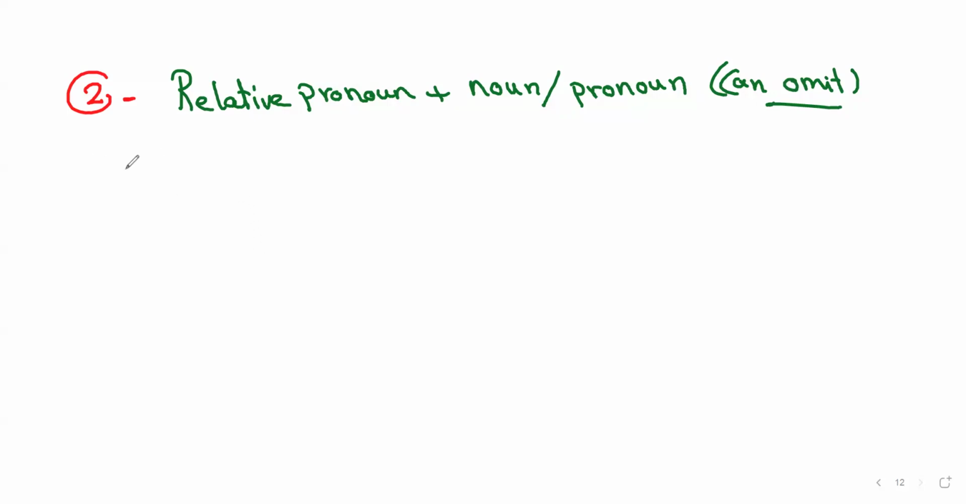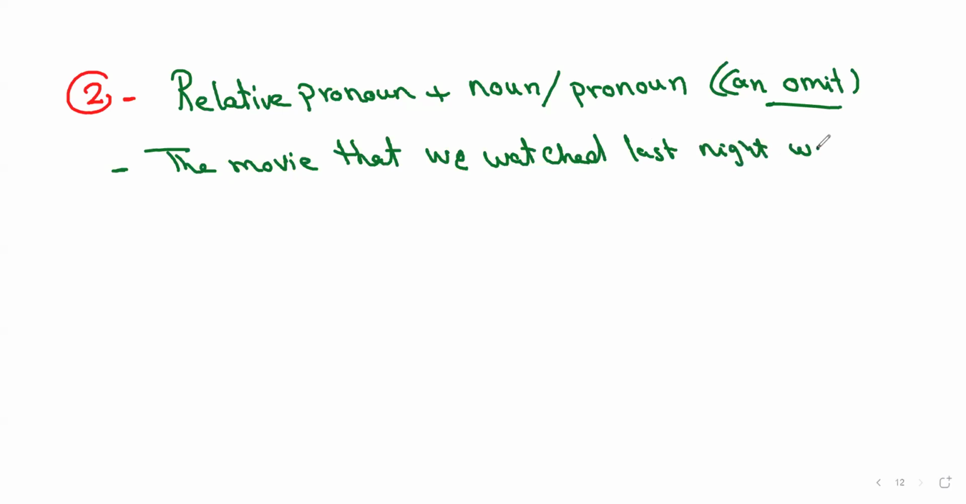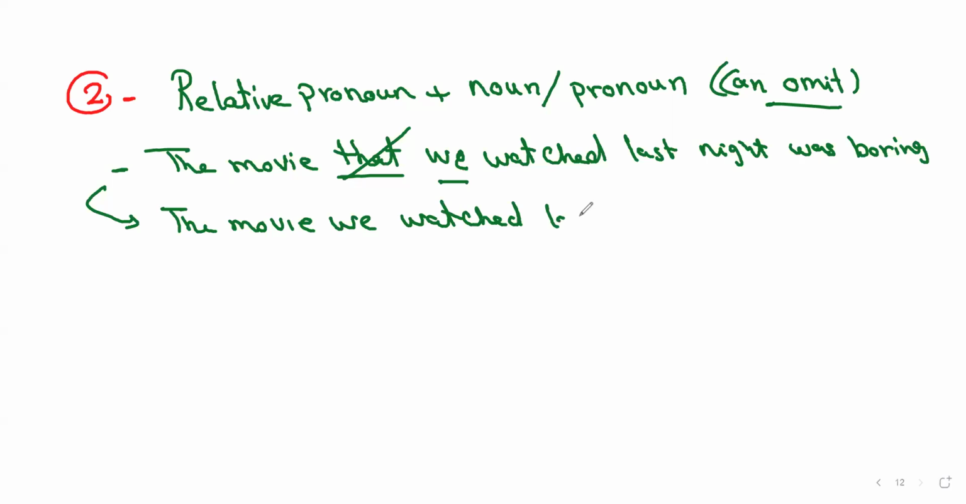Let's see the sentence or an example. The movie that we watched last night was boring. In this case, I can omit the relative pronoun that. Why? It is followed by another pronoun, so I can omit it. So the sentence will be the movie we watched last night was boring. It's okay. Omit that. No problem.